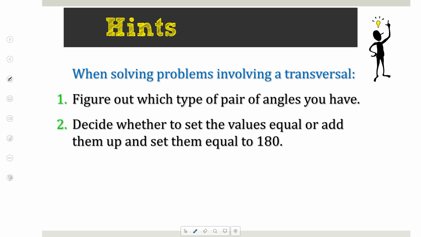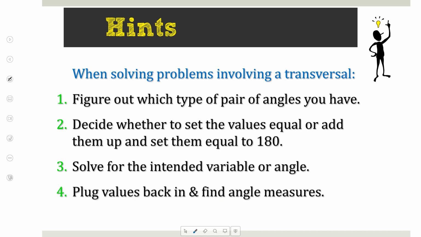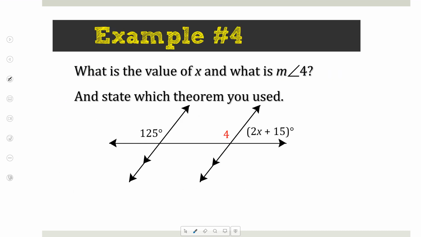You pick any two angles in the picture, they're either going to be supplementary or they're going to be equal. If they're equal, set them equal to each other. If they're supplementary, add them up and set them equal to 180. Step 3, do some algebra. In other words, solve for x, solve for q, solve for whatever the variable is. And then number 4, plug it back in and find some angle measures. Okay? We good?